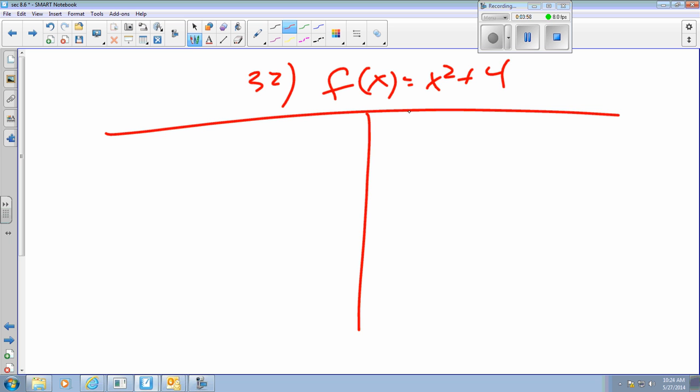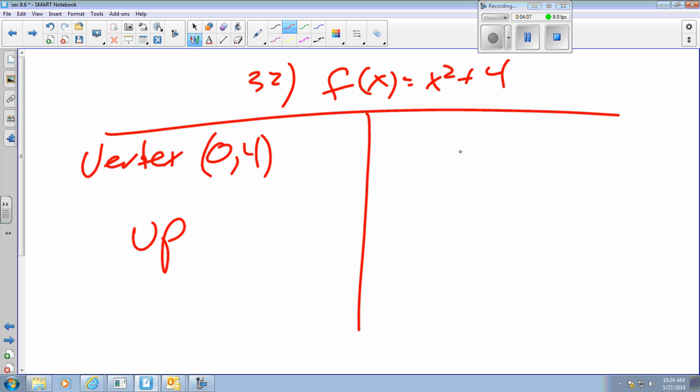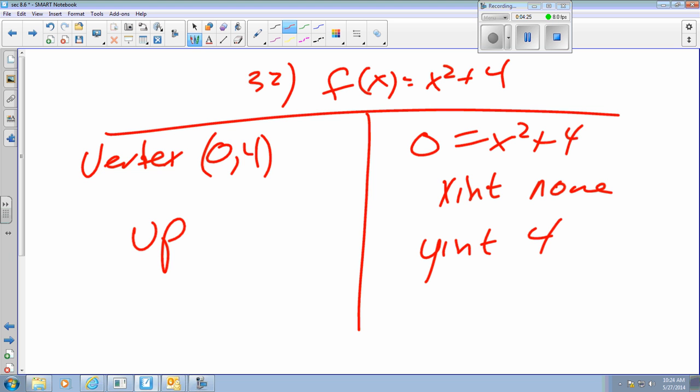Since it's already in vertex form, we know that the vertex is going to be at 0, 4, and it's going to open up. Over here, we know this from our factoring days that this is not factorable, so it's not going to have any x-intercepts. Besides, the vertex is at 0, 4, and it opens up, so there's none. My y-intercept is at 4, which is also my vertex, 1, 2, 3, 4.